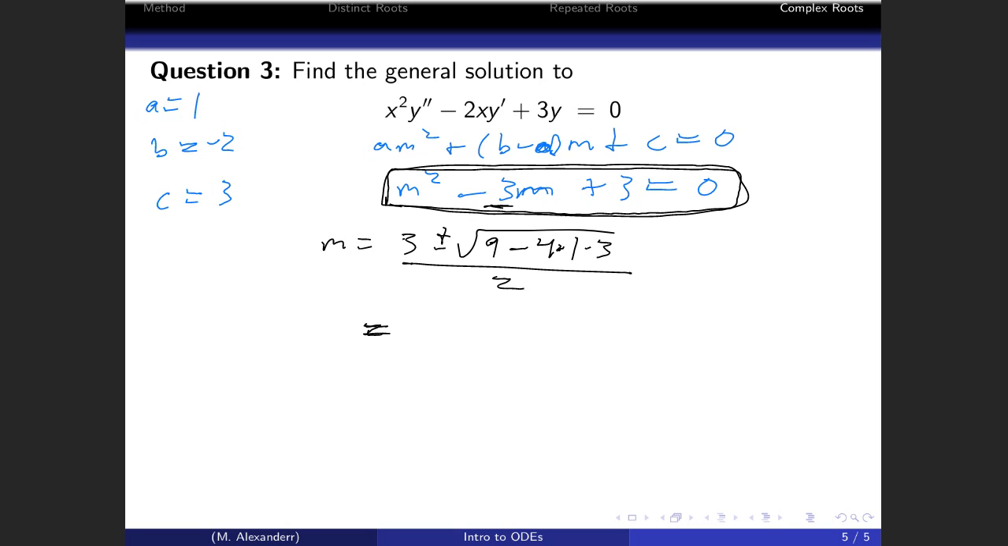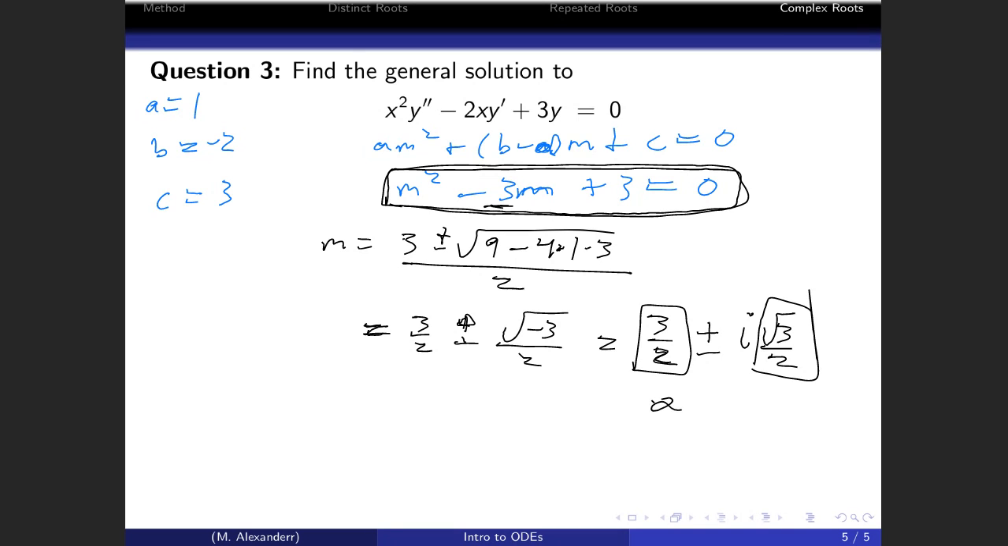And so this is going to be equal to 3 over 2 plus or minus. And now 4 times 1 times 3 gives us a 12. 9 minus 12, how much is that? That's -3. So this is going to be square root of -3 divided by 2. So now we're going to simplify this a little bit here. So this is going to be 3 divided by 2, and then plus minus i square root of 3 divided by 2. And so what that means is the following. We identified the alpha and the beta. So this is going to be the alpha, and then this is going to be the beta.